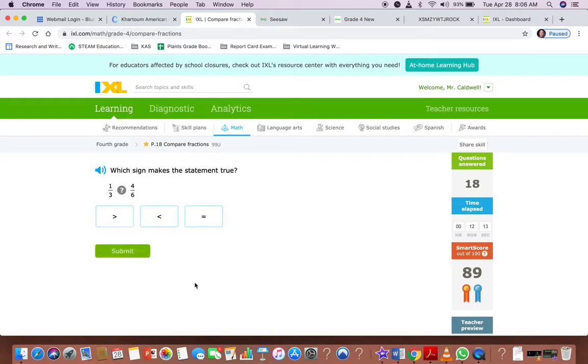Which makes the statement true? 1 over 3 or 4 over 6. So to get 6 from 3, you have to multiply it times 2. 2 times 3 is 6. 2 times 1 is 2. So it would be 2 over 6 is less than 4 over 6.